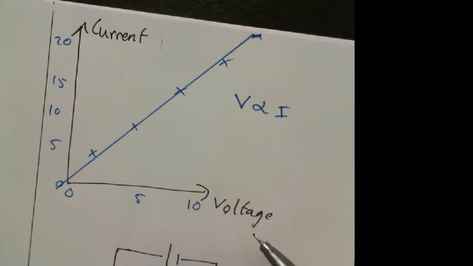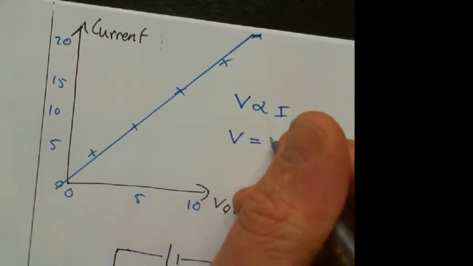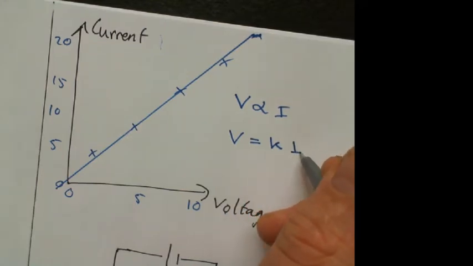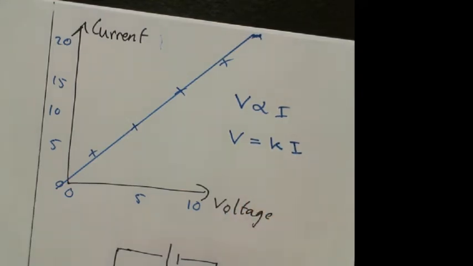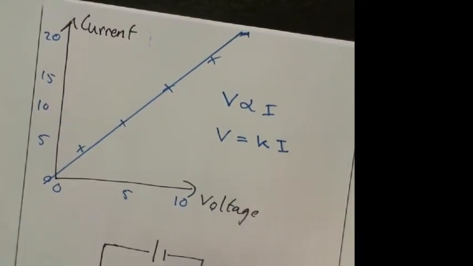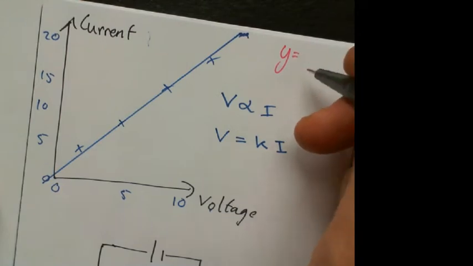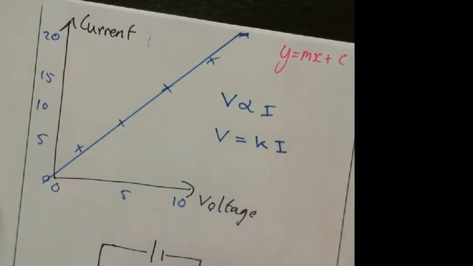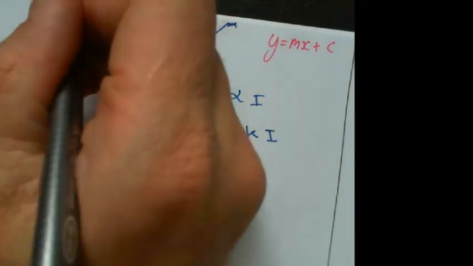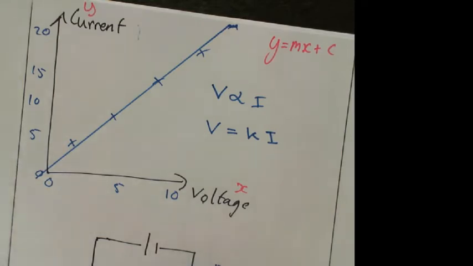That's the first thing. And in physics, what we can do is we can say, if you have this proportional sign, we can say that V equals some constant, which we call K, times by I. Okay? And now we can see that we've got a situation where we've got a graph and we've got an equation. So you know that y equals mx plus c. Where current is the y, voltage is the x, and the gradient is m.